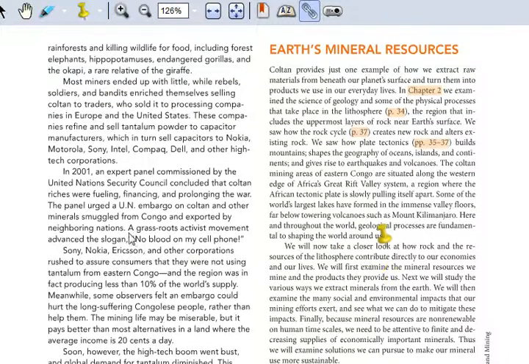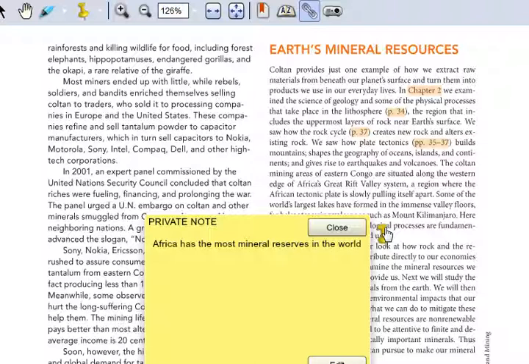So the first sticky note here is on page 645. You need to know that Africa has the most mineral reserves in the world. It may have not started out with the most mineral reserves, but we've mined out a lot of places where the reserves were easy to get to.